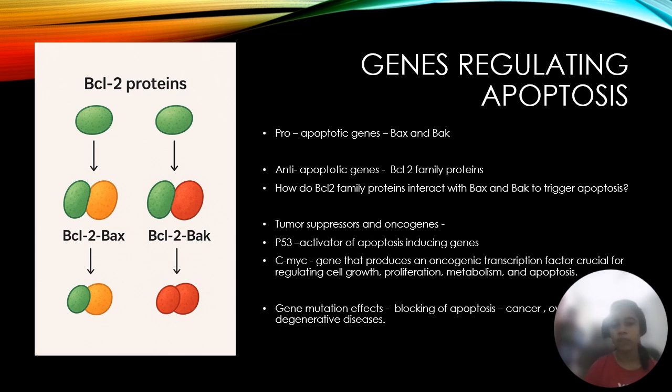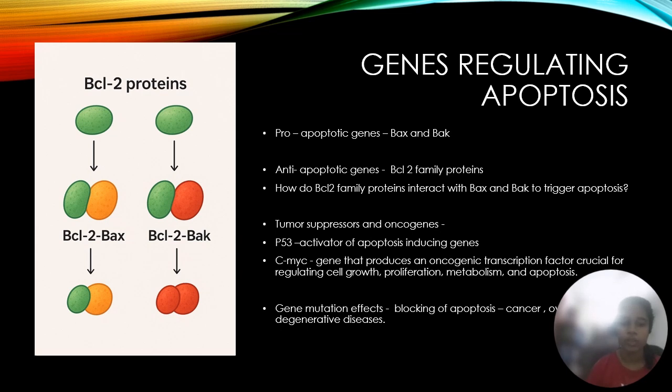Now, another important group of genes are the tumor suppressors. We have discussed this previously, right? How p53 is an important activator of apoptosis. It activates it whenever there is damage in your DNA or there is stress. So it activates the pro-apoptotic genes which we discussed, Bax and Bak. They initiate apoptosis, and that will prevent tumors.